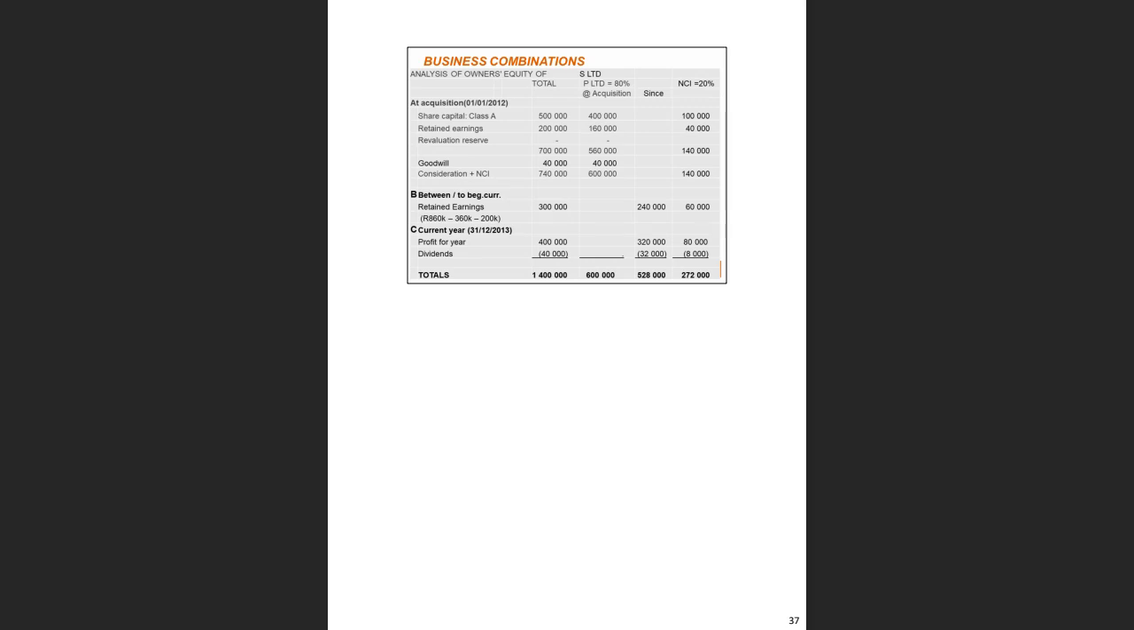Now we have calculated the analysis of owner's equity. Okay, well, first we're going to look at the journal entries. So this is nothing new. This simply shows the pro forma journal entry on acquisition. If you look at section A of your analysis of owner's equity, we're going to debit share capital 500,000, debit retained earnings 200,000. This is the equity of S, and it is being set off against the amount paid of 600,000 by P. So P paid 600,000.